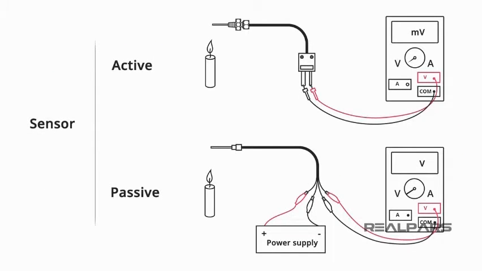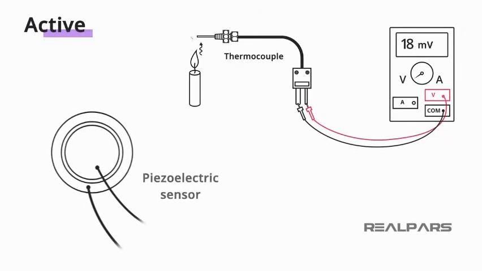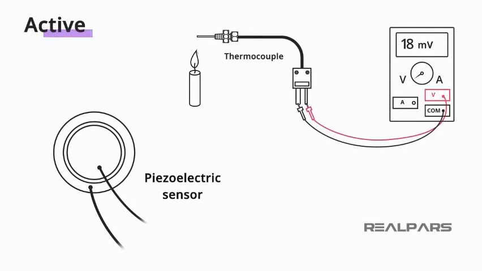From a process control perspective, we can classify sensors as either passive or active. A passive sensor requires an external source of power to operate, while an active sensor does not. A thermocouple is an active sensor, as it does not require any external power supply to operate. As a thermocouple is exposed to an increase in temperature, it will develop an increasing voltage across it. Another example of an active sensor is a piezoelectric sensor.